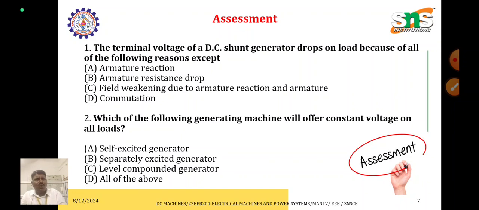This is the assessment. The terminal voltage of a DC shunt generator drops on load because of all the following reasons except. And the second one: which of the following generating machines will offer consistent voltage on all loads?